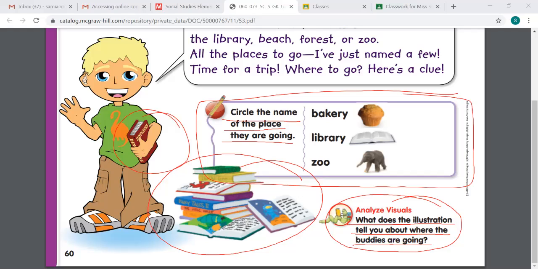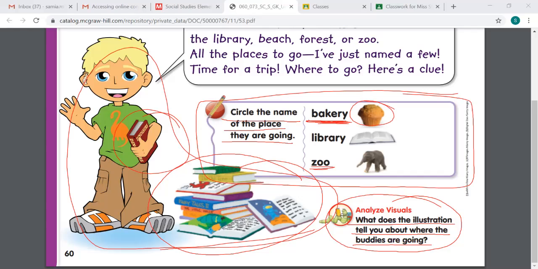All right, let's look at the options we have. Is it the bakery? Well, the bakery has baked goods like cakes and muffins. Does this illustration give us a clue that tells us they're going to the bakery? No, it doesn't. All right, let's look down here.